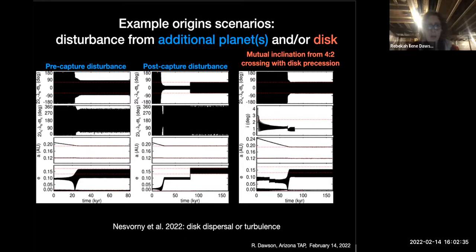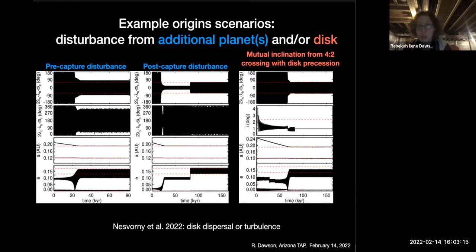Here we see some simulations of a possible orbital evolution. And on the top, that's one of those resonant angles where in red is the observed that we're trying to match. So we're trying to get a fairly big amplitude. And there's a number of ways that this could be done. One is by having some other body in the system kick the planets either before they get captured into resonance or after. We could have a crossing of the orbital resonance with disk precession that might also help us explain the mutual inclination between the planets.